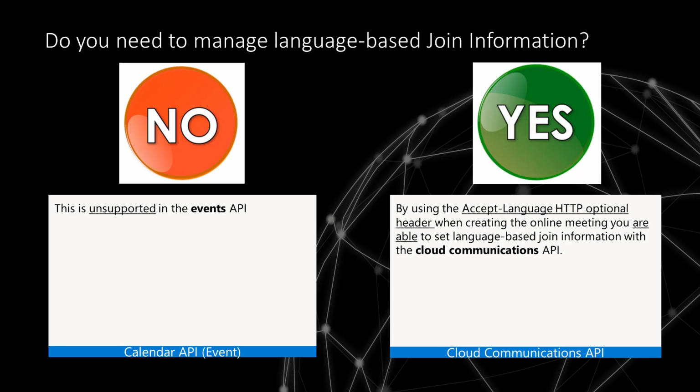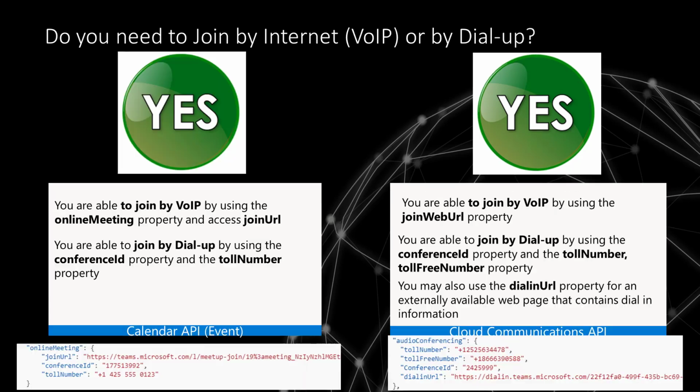Another one is if you need language-based information. I think I touched on this before: do you need to manage language-based information? Then the answer is no if you're using a calendar API. But as I mentioned before, because the Cloud Communications API is very nuanced and very granular, you're able to do that. You manage that experience by modifying one of the optional HTTP headers to set the language: either EN for English, ES for Espanol, FR for French, and so on and so forth.